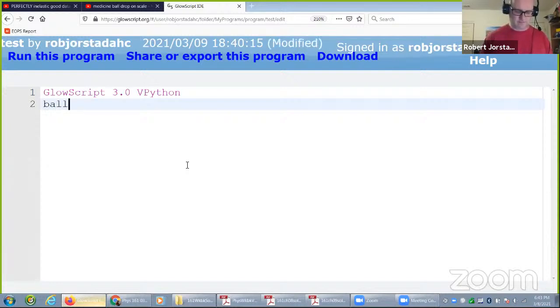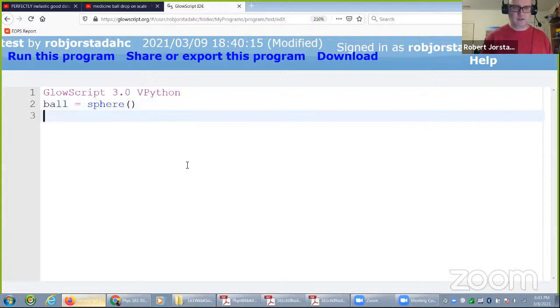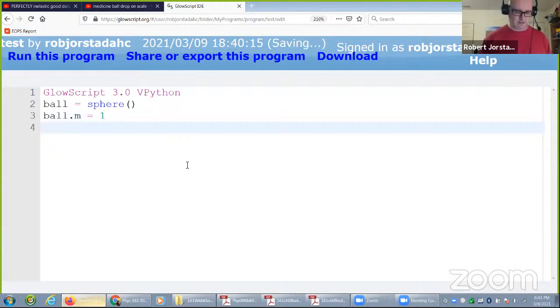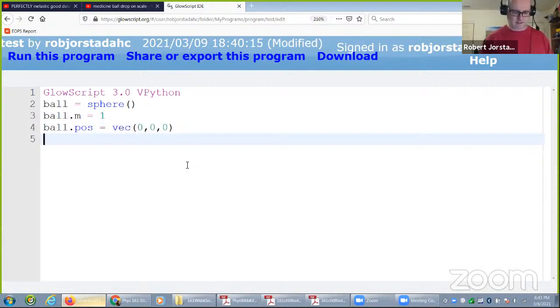Let's say a ball is a sphere. Let's say the ball has a mass, which is, let's say 1. And let's say the ball dot position just starts at the origin, 0 in the X, 0 in the Y, 0 in the Z. And then let's say the ball has an initial velocity vector. And let's say it starts from rest.